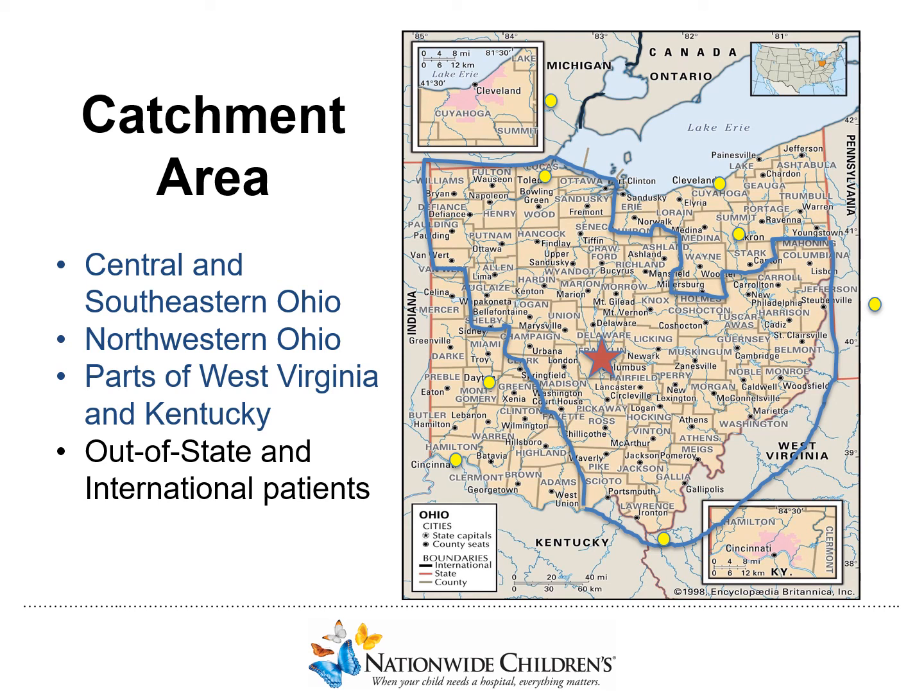So this is just to give you an idea of our catchment area where our patients come from. We see patients in all of central and southeastern Ohio. We go all the way up into northwestern Ohio, and we do see routinely patients from parts of West Virginia and sometimes Kentucky. Of course, we do have out-of-state patients and international patients, but we don't provide school intervention services to those patients on any more than a consultation basis.